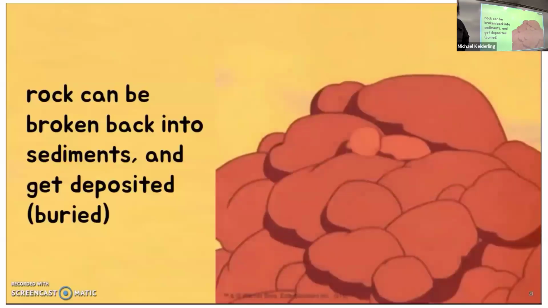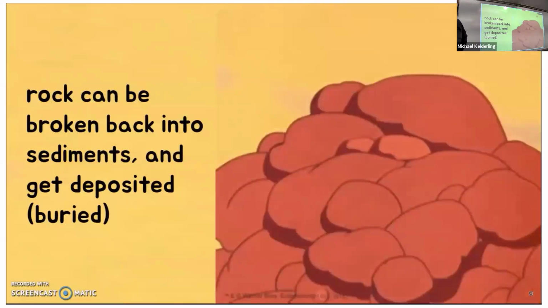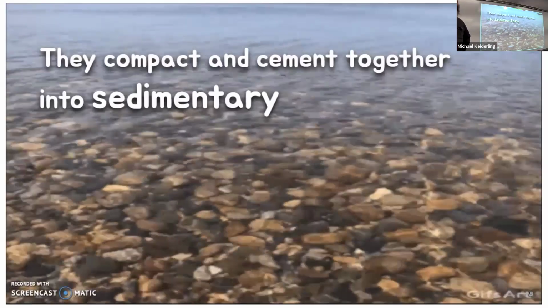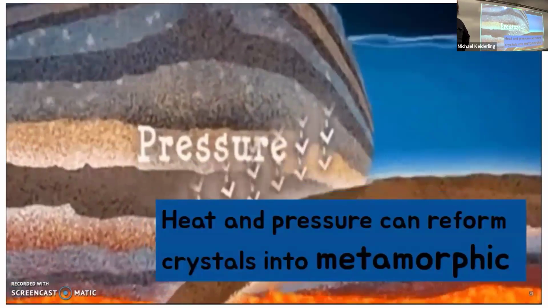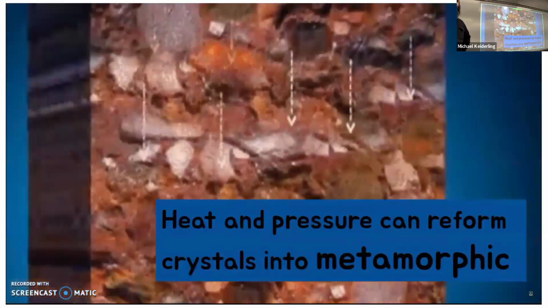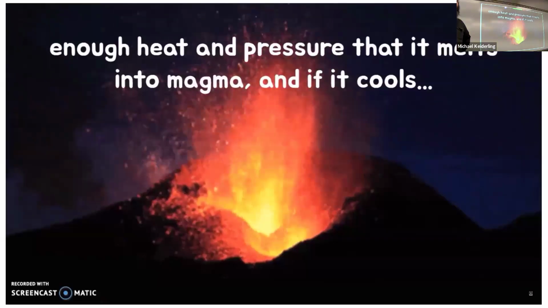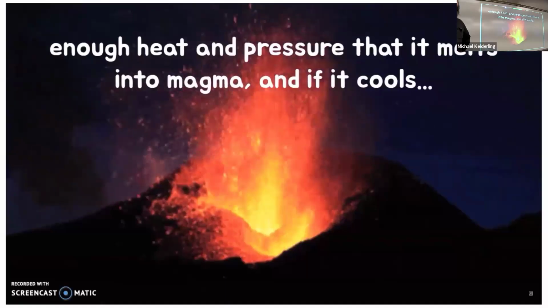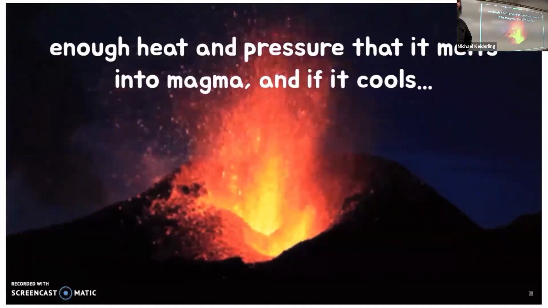So to summarize the rock cycle, when rock that melts into magma cools and solidifies, it becomes igneous rock. Those rocks can be broken into sediments and eventually they get deposited and buried. They then compact and cement together into sedimentary rocks. Eventually you have layers that build up, and through heat and pressure, the crystals reform into metamorphic rock. With enough heat and pressure on the metamorphic rock, it can then melt back into magma, and if it cools, well then you start the process over again with igneous rock.